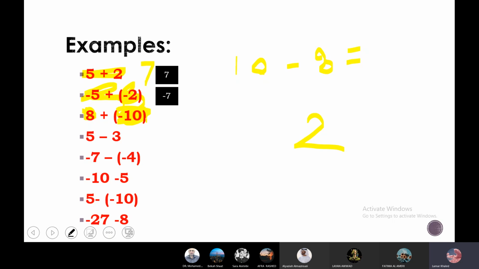And which number is larger, 10 or 8? 10, so the sign of 10. Yes, thank you. How about 5 minus 3?